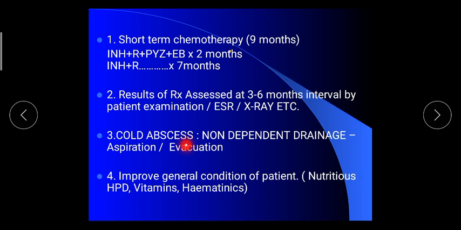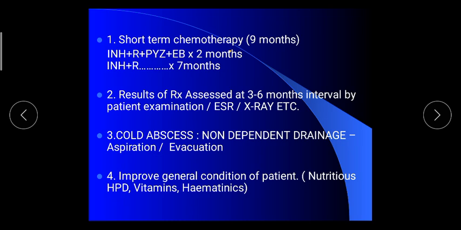Cold abscesses. Management of cold abscesses is by aspiration or evacuation, that is incision and drainage. When you are draining, it should be a non-dependent drainage. That is, you should not do an incision or aspiration from the lower part, inferior part. It has to be done from the superior part. Otherwise, if you do it from the lower part, there will be continuous discharge and it can become a sinus.